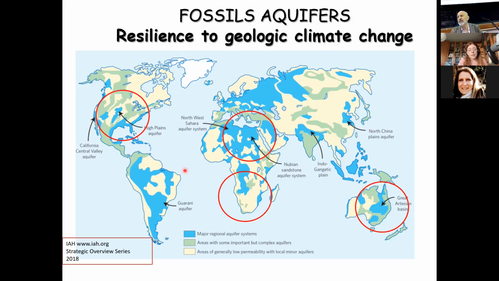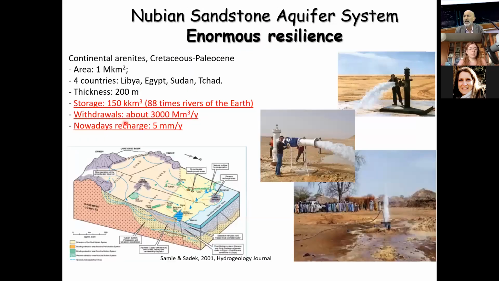Examples of these fossil aquifers are located throughout the world. For example, in Northern Africa, in Southern Africa, the Great Artesian Basin in Australia, the Guarani Aquifer, the High Plains Aquifer. I would like to concentrate on the Nubian sandstone aquifer system. This is a huge groundwater reservoir located at the boundaries between Egypt, Libya, Chad, and Sudan in Northern Africa.